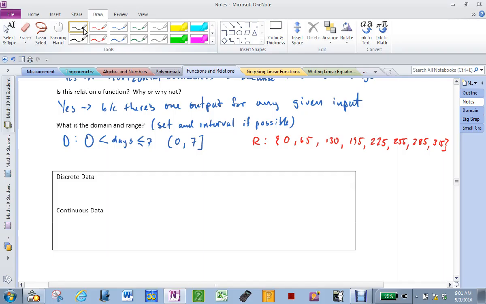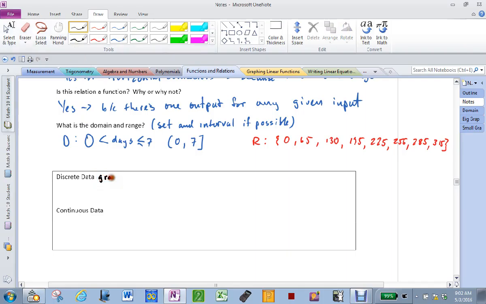So would Alon's pay be continuous or discrete? It'd be discrete, because he's getting paid by the hour, not by seconds, not by a continuous amount of time. Yes. All right, there we go. Now we're on the right track. So discrete data.